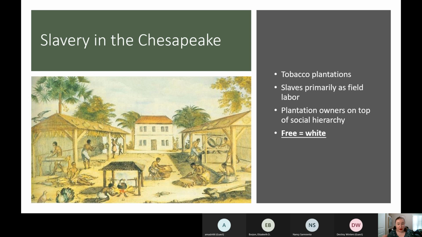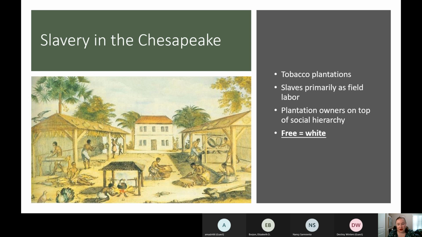Now the experience of being enslaved depends on where you live. So in the Chesapeake region, in Virginia and Maryland, most slaves are working on large plantations growing tobacco. If you were a slave on one of these plantations, you are primarily working in the fields, tending to tobacco. Tobacco is a very labor-intensive crop. Okay.